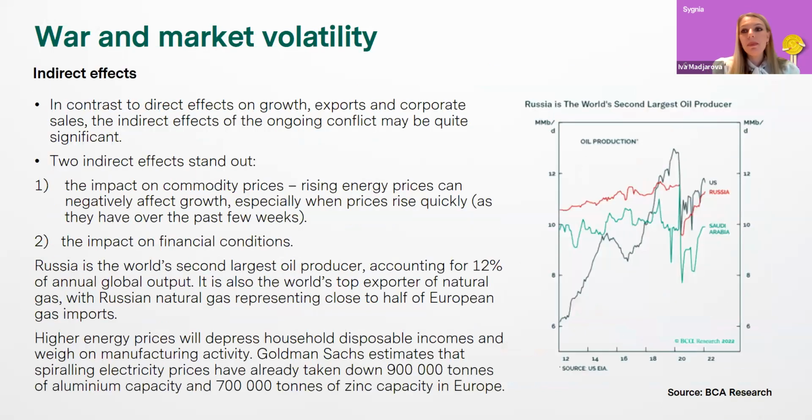Now, the impacts on these commodity prices that I've spoken about ultimately result in higher energy prices, and higher energy prices unfortunately negatively affect growth, especially when prices rise very, very quickly. Now, I mentioned that Russia is a big oil producer. If you look on the right-hand side, you'll note that it's really Russia, the US, and Saudi Arabia that are the largest oil producers in the world.